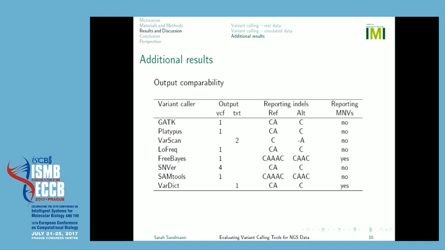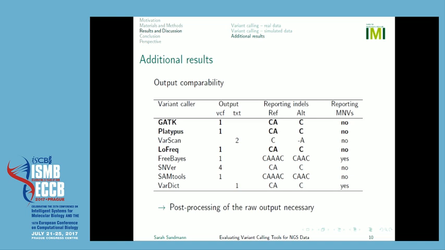So, additionally, we considered output comparability. You would expect to see somehow comparable output for all tools, but you did not. Not even all tools report VCF files. Some also have text files. Some have more than 1 file. There are different ways of reporting indels. Only 2 tools report MNVs.